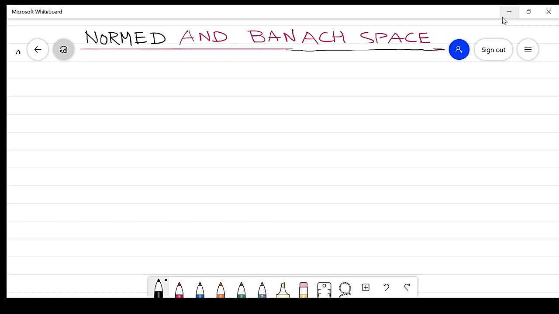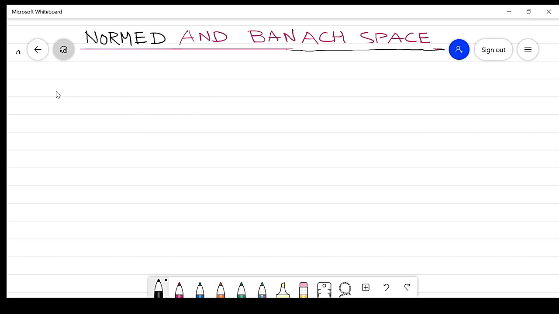So this is a functional analysis. The first topic is normed and Banach spaces. Functional analysis is basically a combination of algebra, linear algebra and real analysis. So we must be aware of the definition of vector space and all other definitions of linear algebra, as well as the definitions related to basic topology: metric space, sequence, and so on.